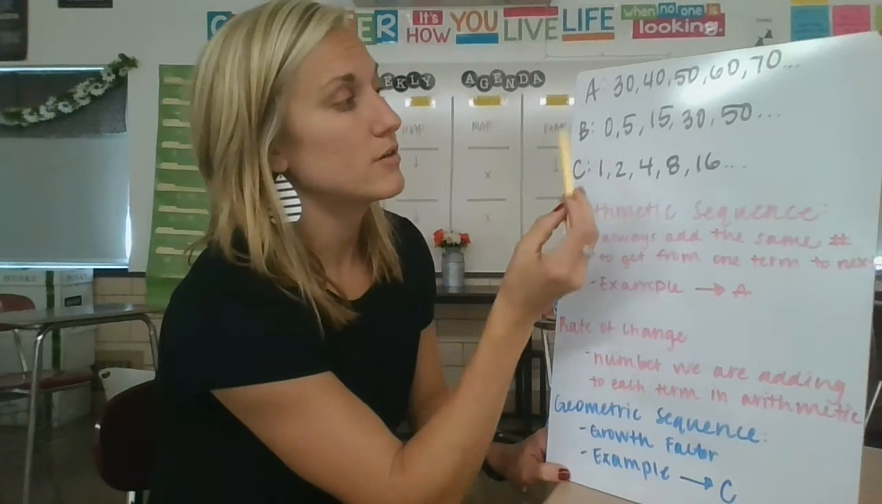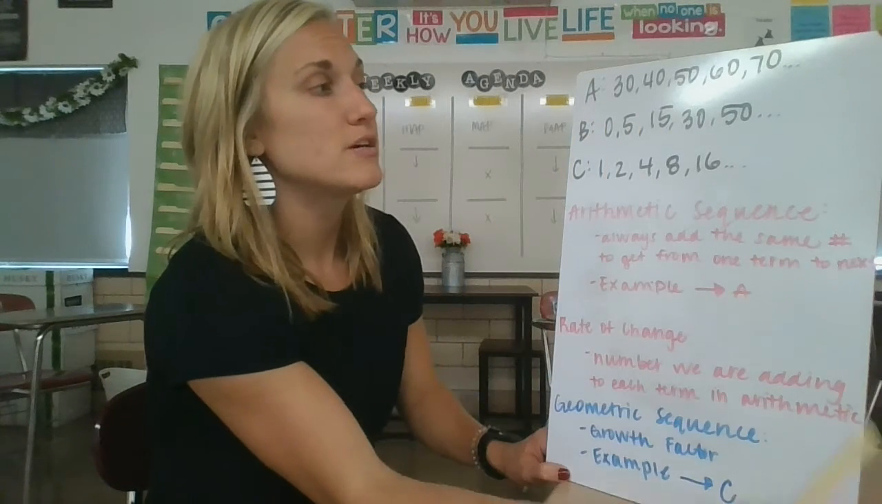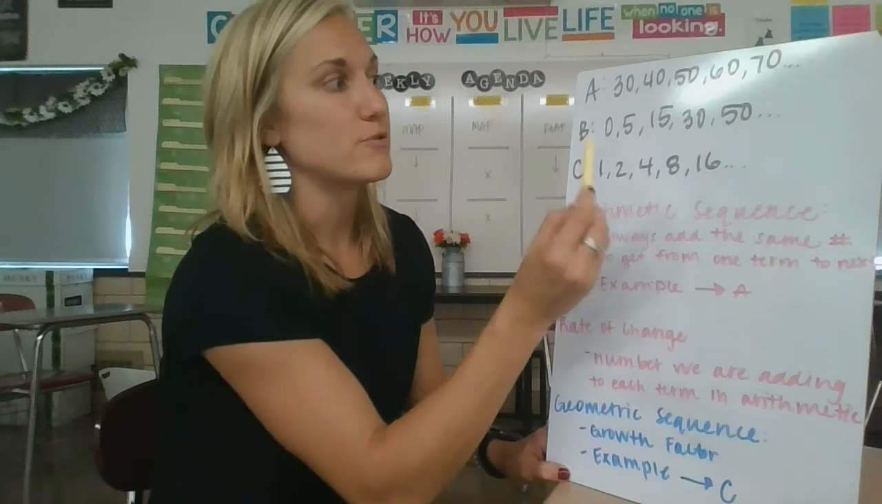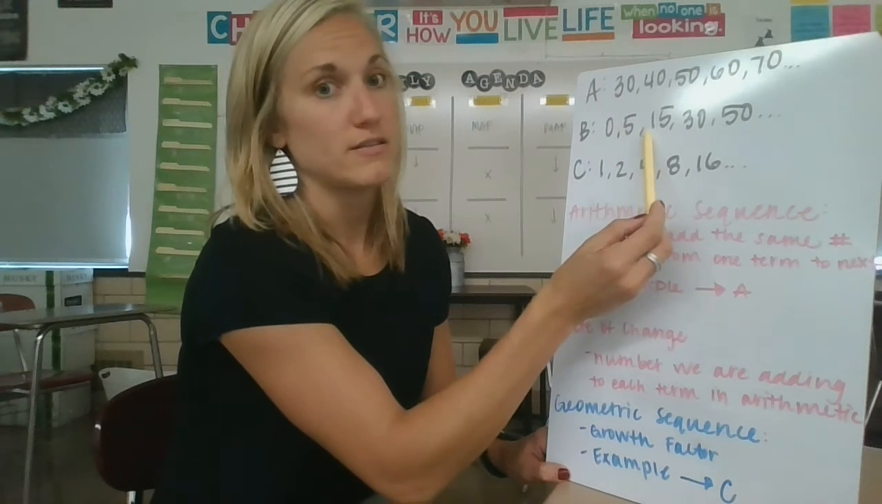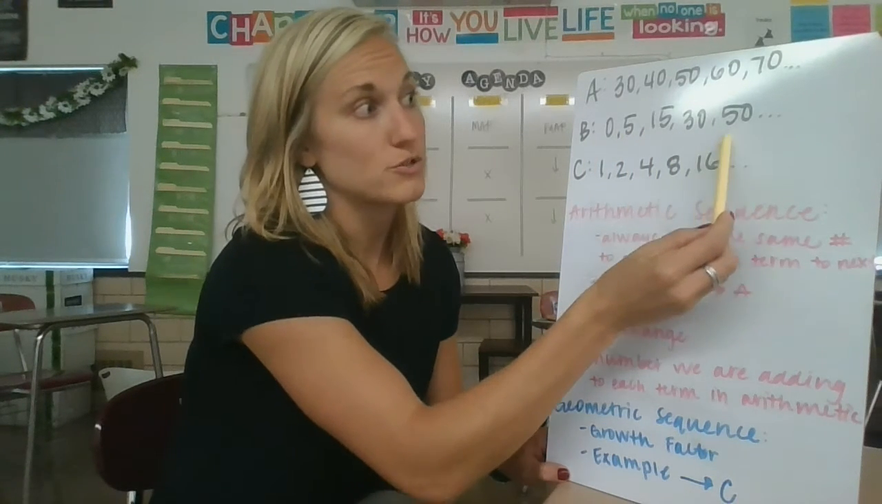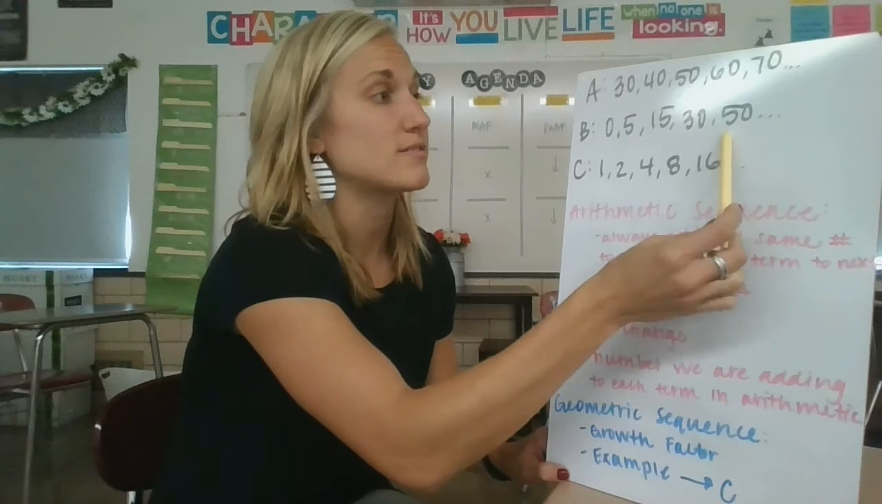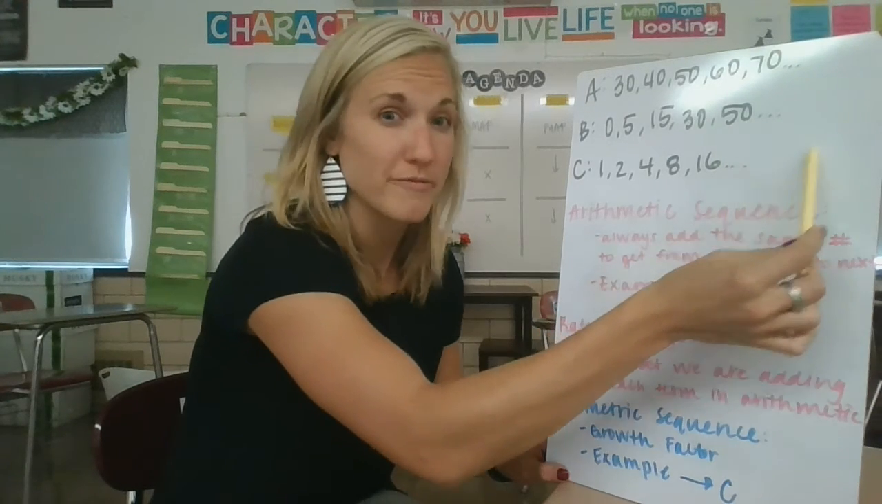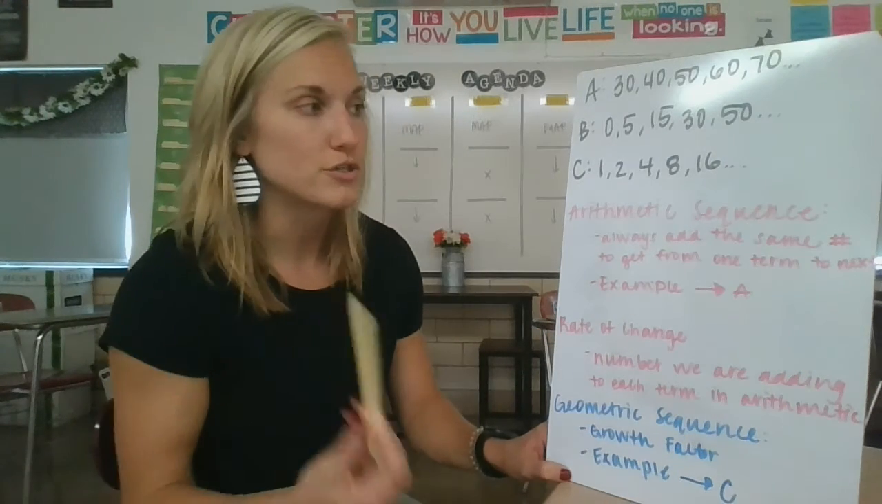For B, it went from 0 to 5, 15, 30, 50. What you should have noticed is that you added 5, and then you added 10, then you added 15, then you added 20. So you could have guessed that the next time you would have added 25, and then you would have added 30, and then 35 and 40 and so forth.